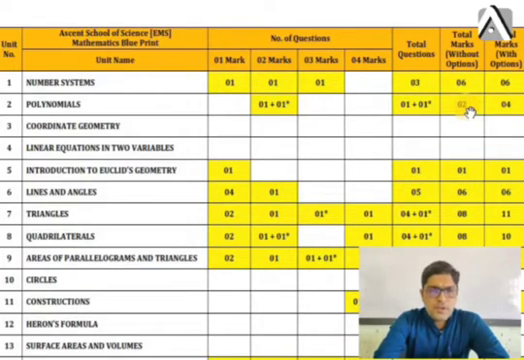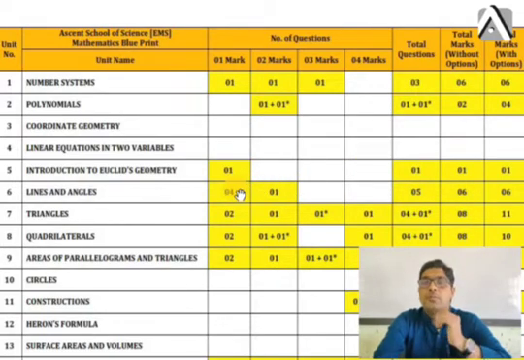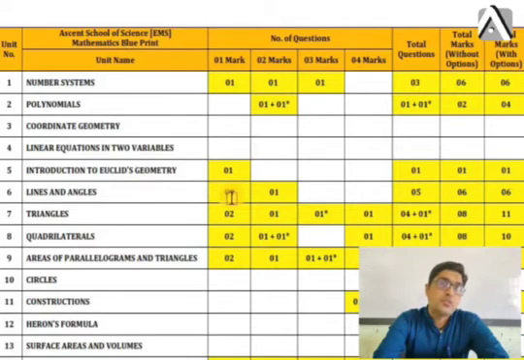The third and fourth chapters we are not going to ask in this exam. For chapter number 5, there is only a 1 mark objective question. Then from chapter number 6, Lines and Angles, the total weightage is 6 marks. In this there will be 4 objective questions, like MCQ, short questions, or blanks, anything from that, and one 2 mark question, which will be calculative sums.